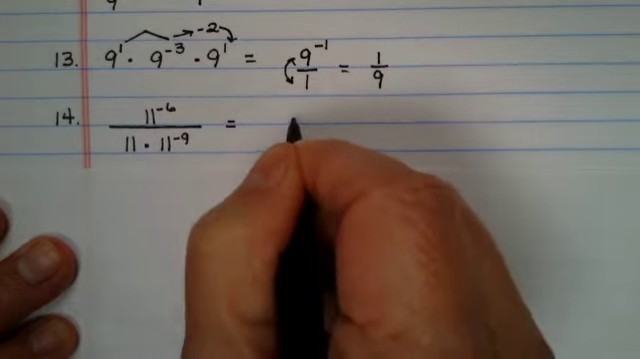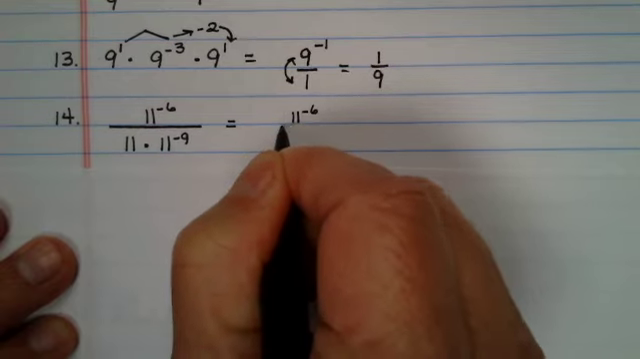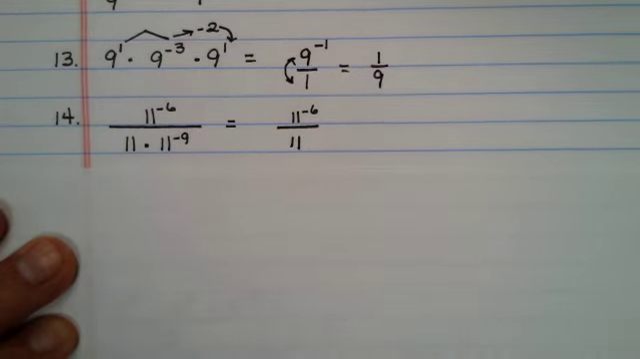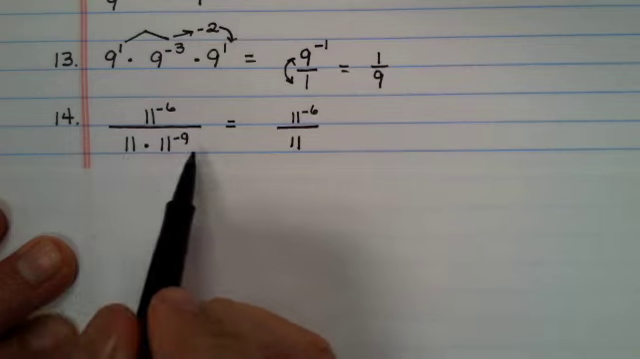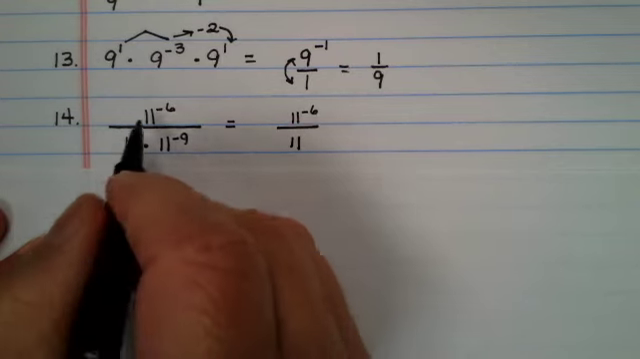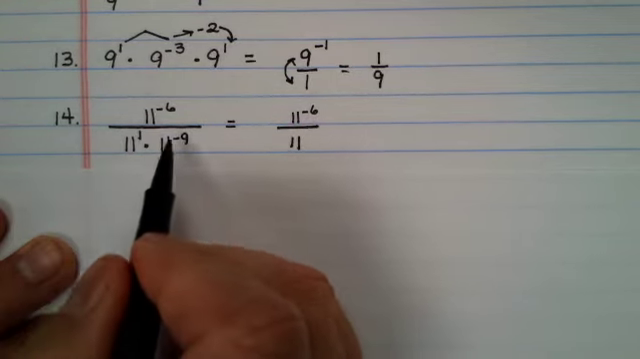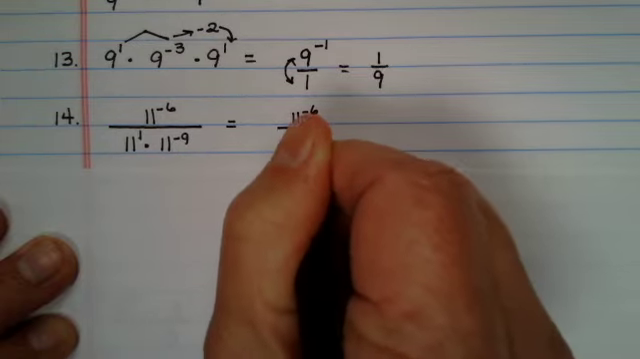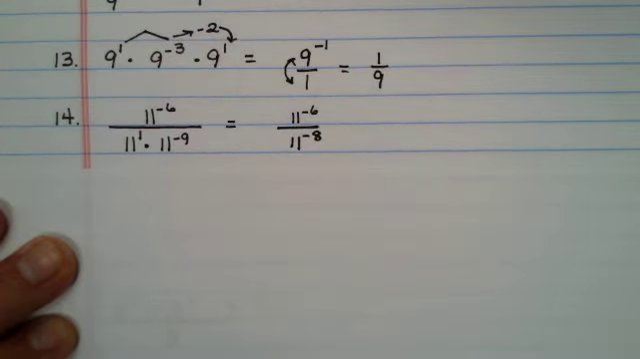I'm going to keep this in the top, and I'm going to resolve this in the bottom. I'm going to write down my base, and I'm going to multiply these together. What do you do with your exponents when you multiply? You add these together. What exponent is right here that I can't see? A 1. A 1 and a negative 9 added together is negative 8.